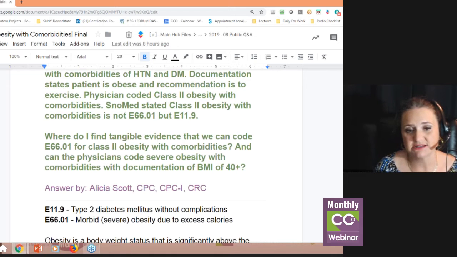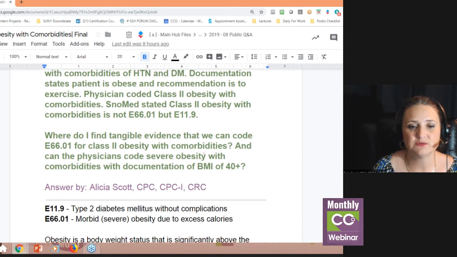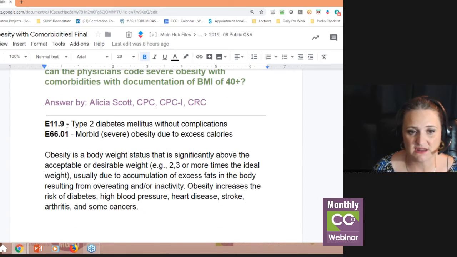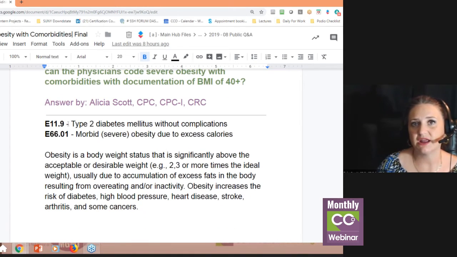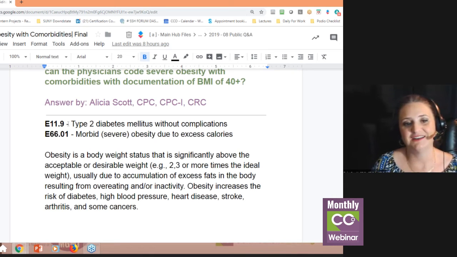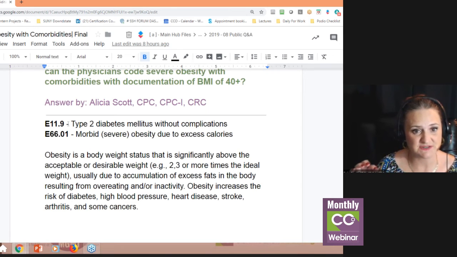The answer to that is yes. Okay, so what I did was I took these two codes, the E11.9, which is right after hypertension that most new coders memorize. You don't have to memorize codes, but you just see it so often that I-10 is hypertension and E11.9 is type 2 diabetes. And then the code that she was talking about, the E66.01, morbid or severe obesity due to excessive calories. Okay, that's pertinent right there, due to excessive calories.